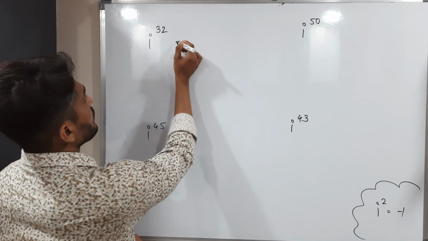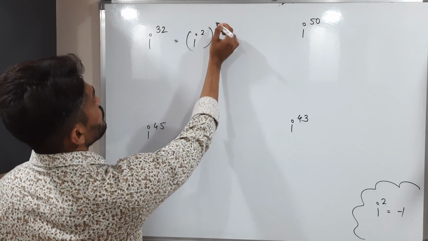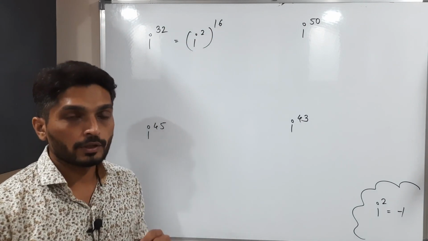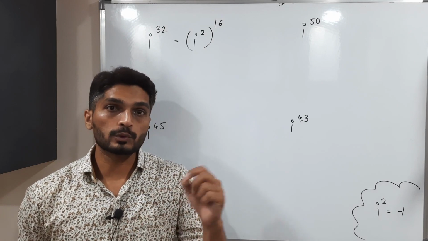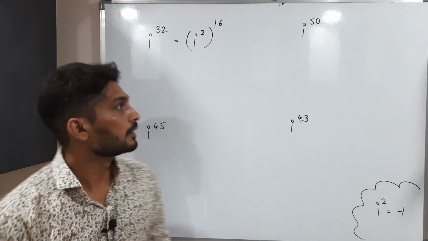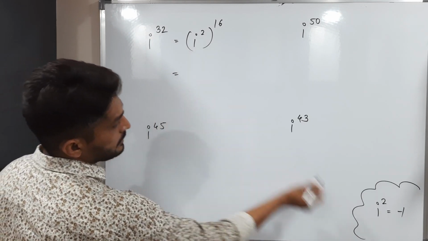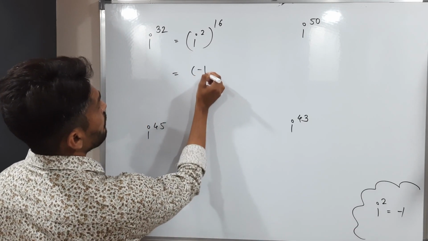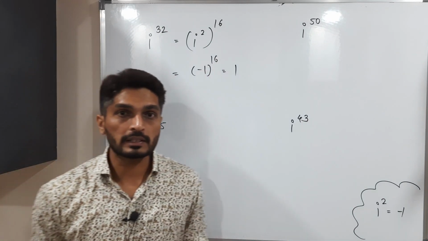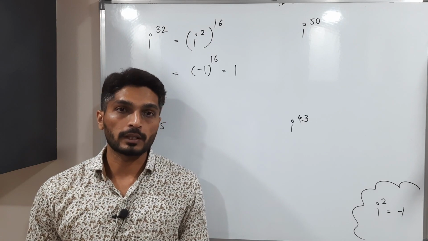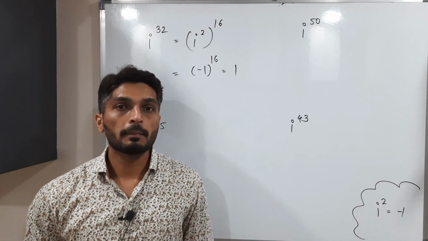So i raised to 32, what will I do? i raised to 32 means i square raised to 16. So what I have done is I have divided 32 by 2 and expressed it as 2 into 16, that is equal to 32. So this is i raised to 2, and the value of i square is minus 1. So minus 1 raised to 16, which is equal to 1. You know that when we have any even power of minus 1, then we will obviously have 1, and when we have an odd power of minus 1, we get minus 1.